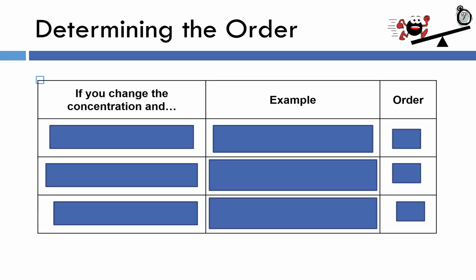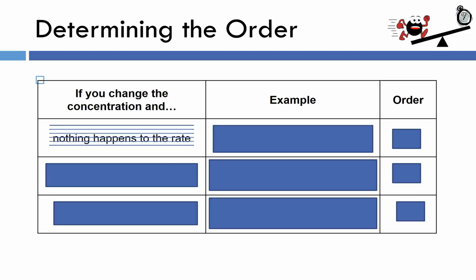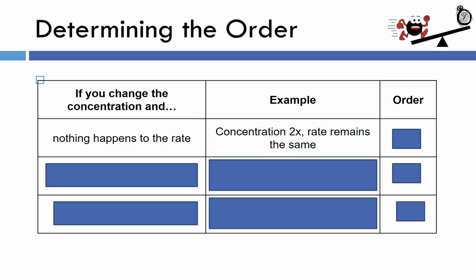So determining the order, solving for m and n, again, that's pretty much the most difficult part of this whole process. So let's talk a little bit more about that. If you change the concentration and nothing happens to the rate, so for example, I double the concentration and the rate does not change at all, what would the order be?